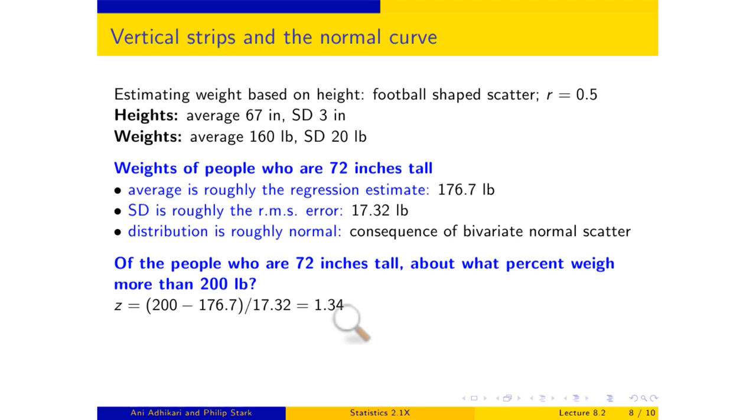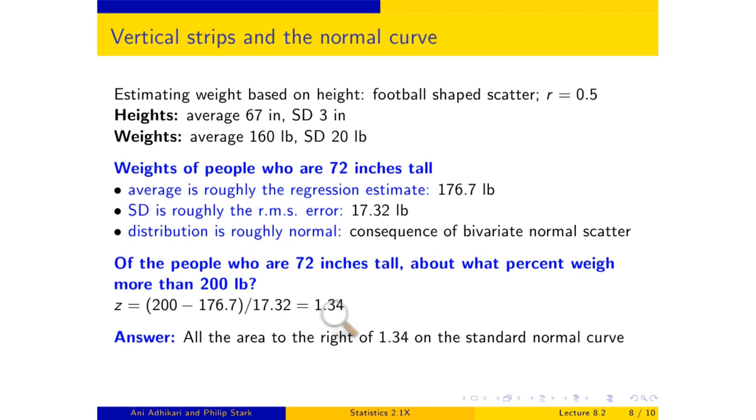So what is that? 200 is 1.34 SDs above average on this vertical strip. So what percent lie above 200? Well, it's the area to the right of 1.34 on the standard curve. And that you can find from your applet, and that's about 9%. Is that a sensible answer?